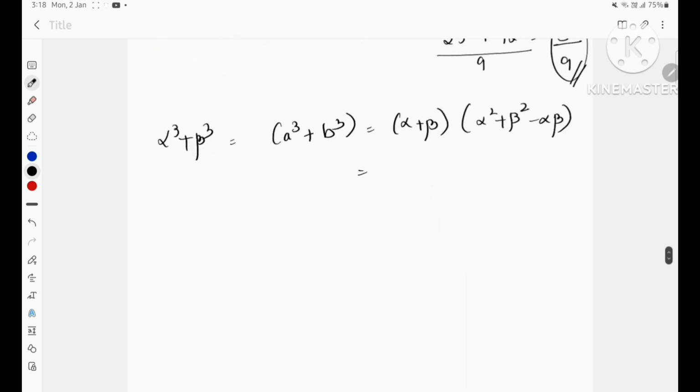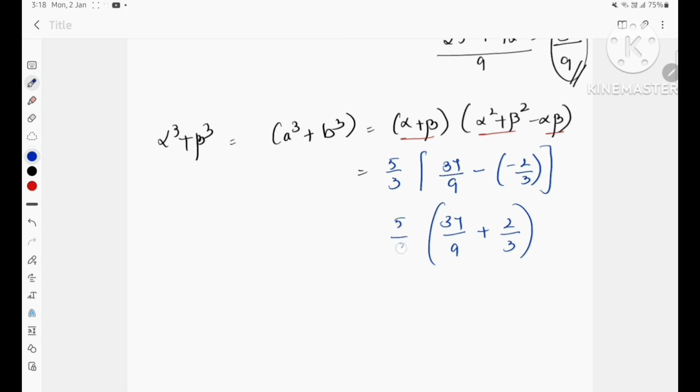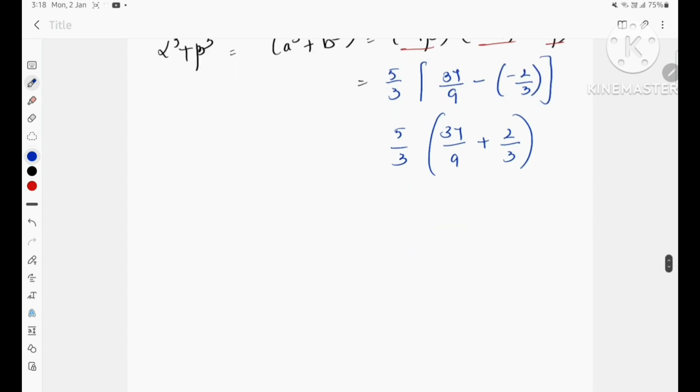So we know what is sum and product. Alpha plus beta, you can just substitute the values of alpha and beta, alpha square plus beta square, and alpha into beta. From the previous value we have found what is alpha square plus beta square, that is 37 by 9. So if you substitute everything and simplify, you get 5 by 3 into 37 by 9 plus 2 by 3. So first you can simplify these two fractions.